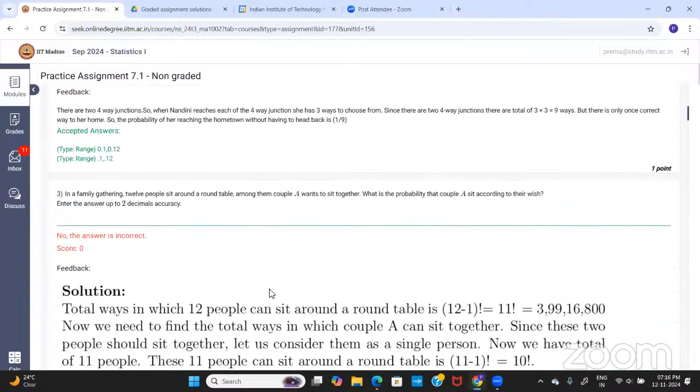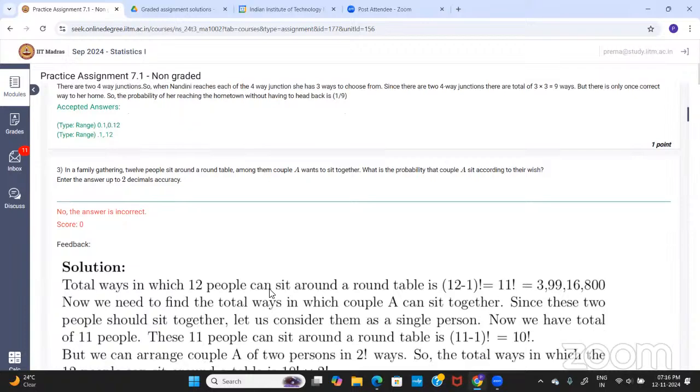So the next is: in a family gathering, 12 people sit around a round table. Among them, couple A wants to sit together. What is the probability that the couple A sit according to their wish?